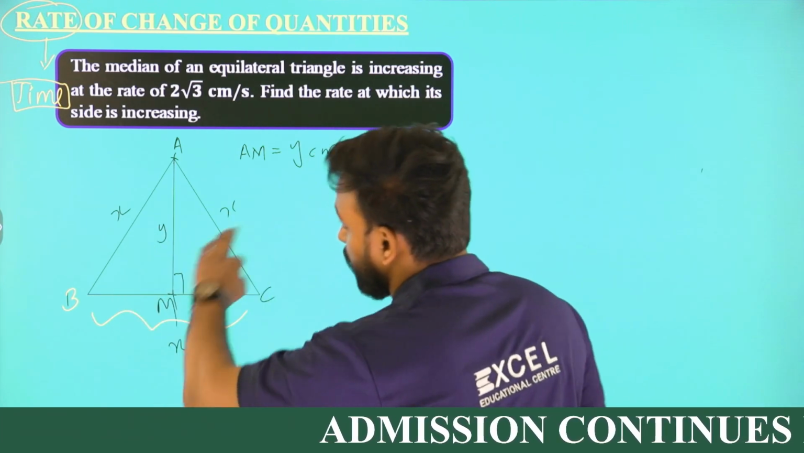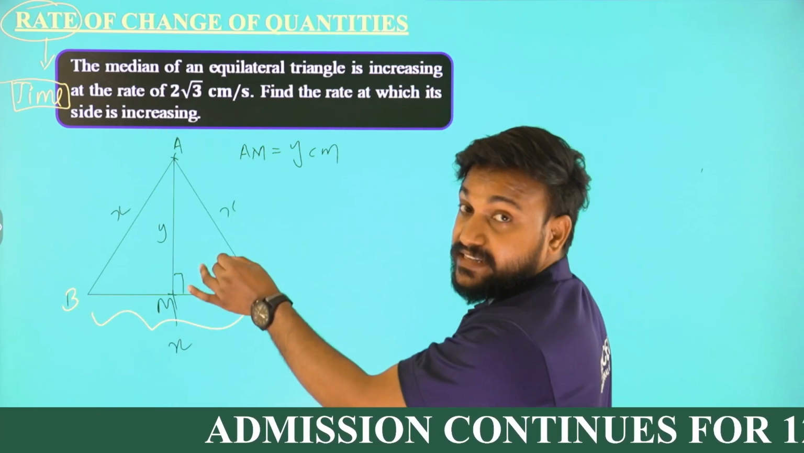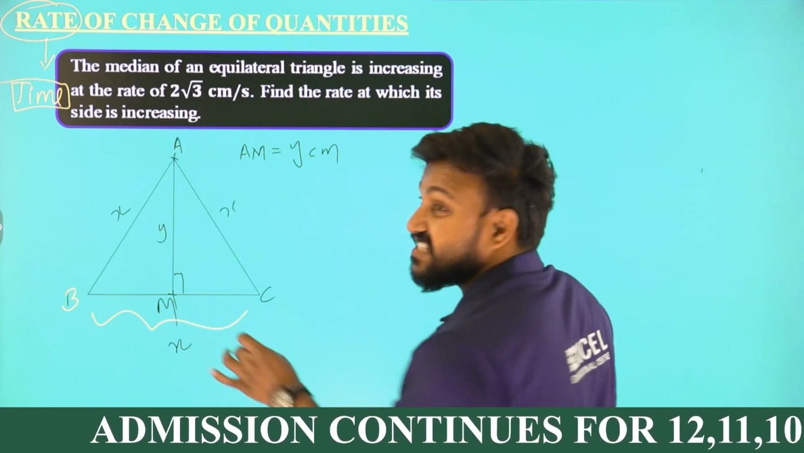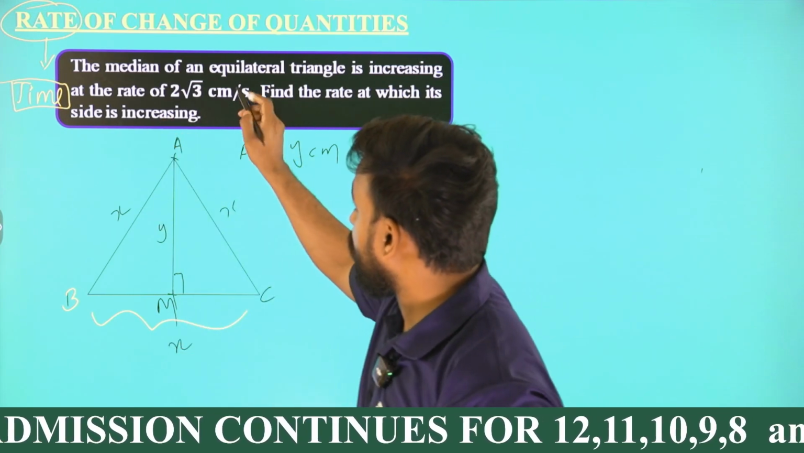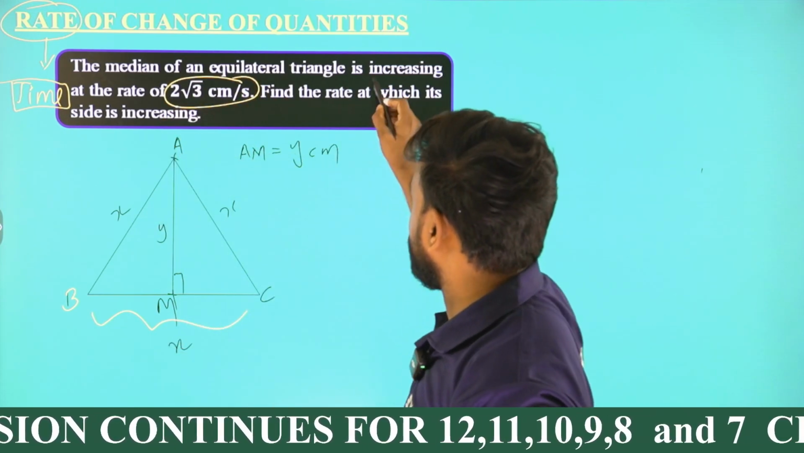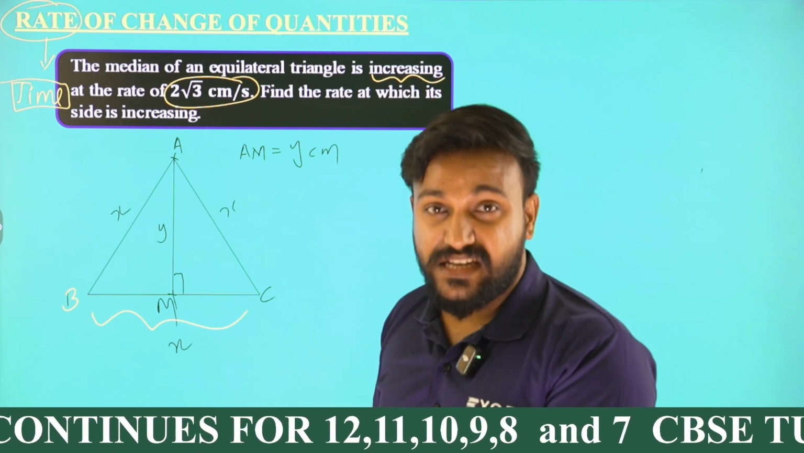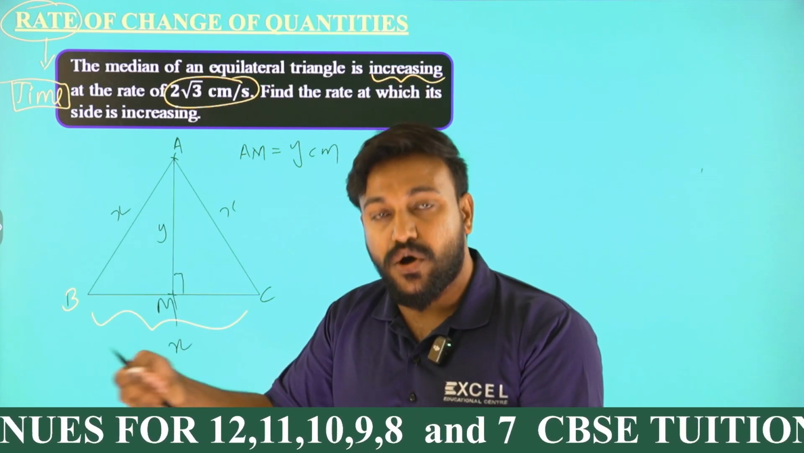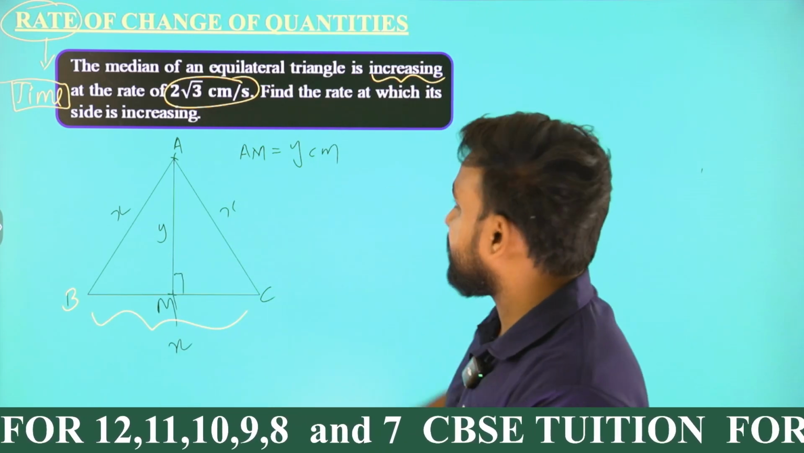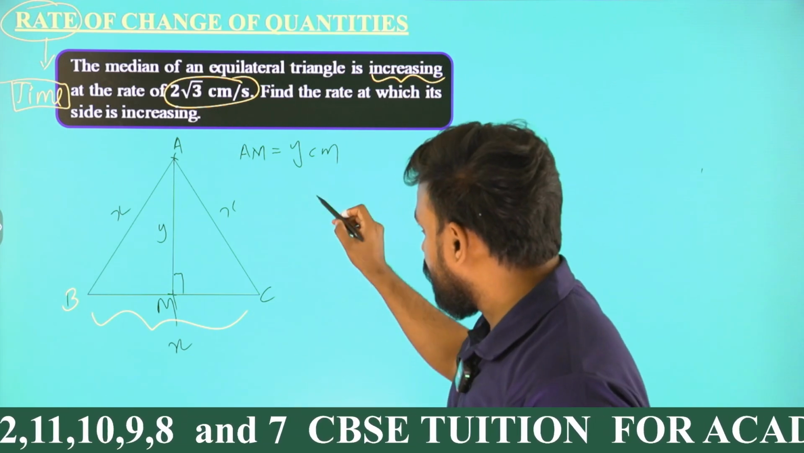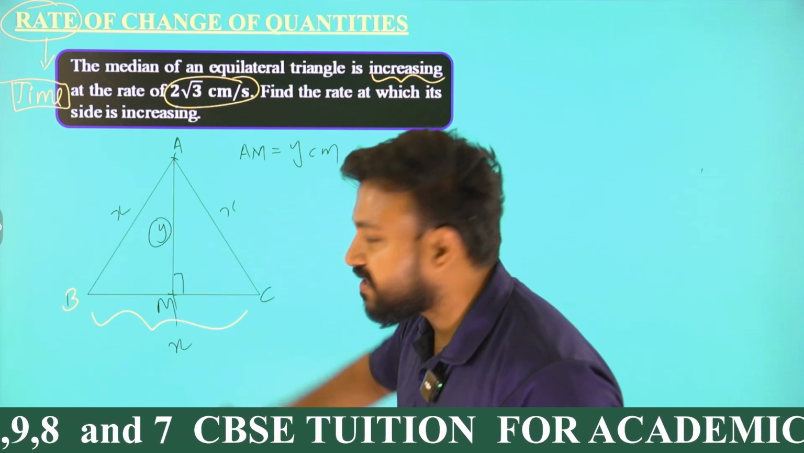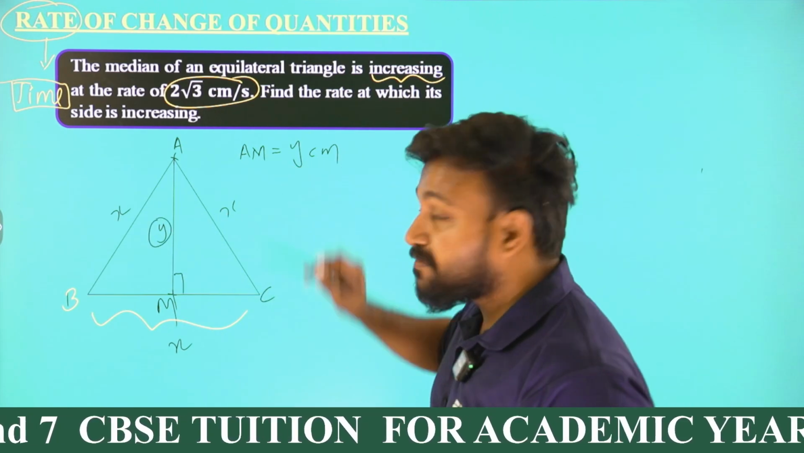It's an equilateral triangle, all sides are equal, and they have given the median is changing at the rate of 2√3 centimeter. Changing means increasing, specifically increasing. The change may be increase or decrease, but they specifically said it's increasing. So who's changing? The median is changing. Whose median? M is the median.